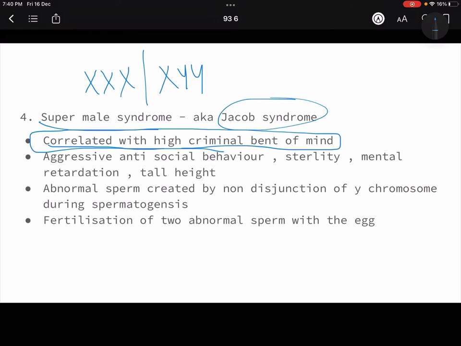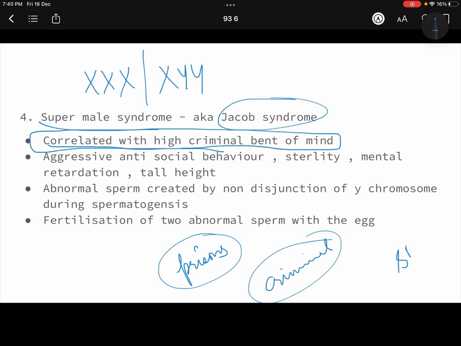So a lot of studies were done on that, mostly in the prisons. For any person who has done any criminal activity, they used to check whether they were super males or normal. And in many cases they were super males, but this theory was refuted, because it is not necessary, there are no genes in the body that can increase the aggressiveness in your personality or make you a criminal person. So even though this is correlated with a high criminal bent of mind, it is a very extreme viewpoint.